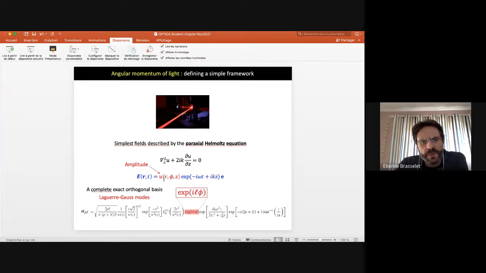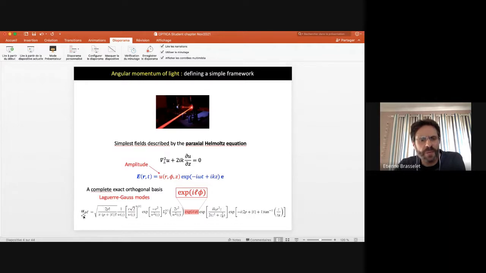Independently of the polarization state vector we saw, there is also a second term I would like to comment on, which is the amplitude. This amplitude is written here in a general way, without stating what the light beam actually is. I can expand this complex function on a given basis, and if I choose it properly, a complete, exact, orthogonal basis, mathematically it is an exact solution of the paraxial Helmholtz equation.